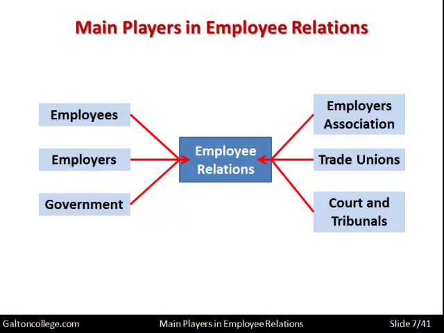So if we take the diagram we've got here, we go across the top, we have the employees and we have employers' associations. The employees could link to the trade unions, the second one down. The employers could link to the employers' associations, and the government, of course, would link to the courts. So these are the various players in the employee relationships setting. We have employees, employers, and the government.